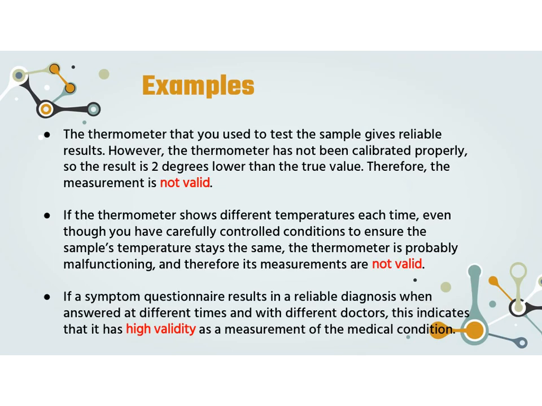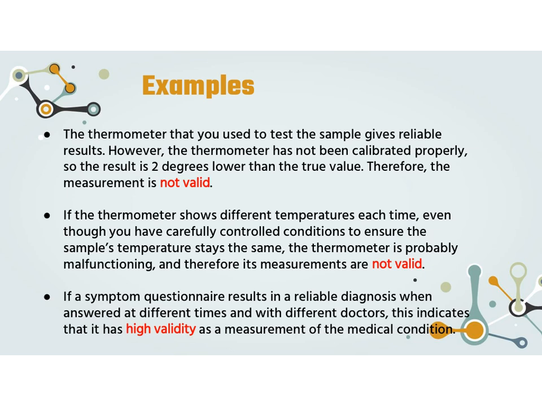Let's deal with more examples so you will understand more about validity. The first example: the thermometer that you use to test the sample gives reliable results. Why? Because when you were repeating the experiment, you were getting the same readings each and every time. However, the thermometer has not been calibrated properly, so the result is 2 degrees lower than the true value. Therefore, the measurement is not valid. So even if the given results were reliable, they may not be valid ones.